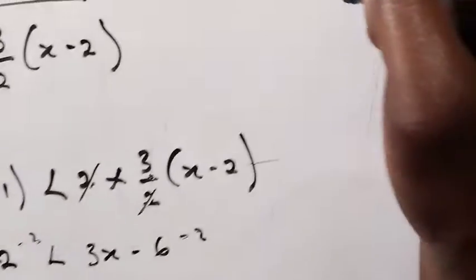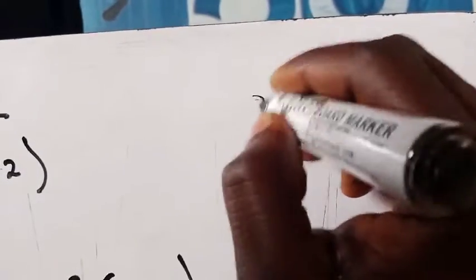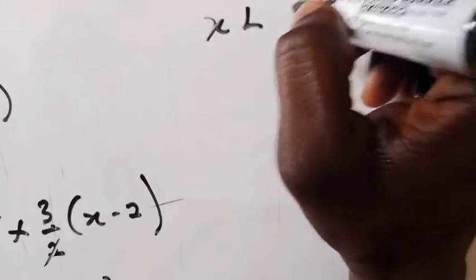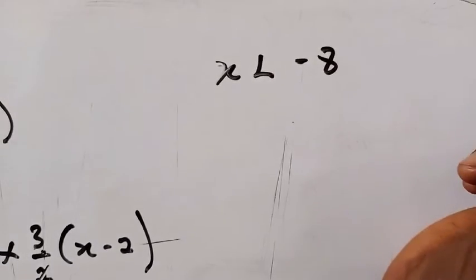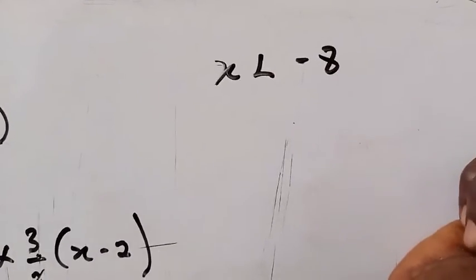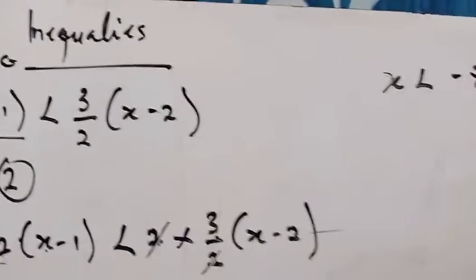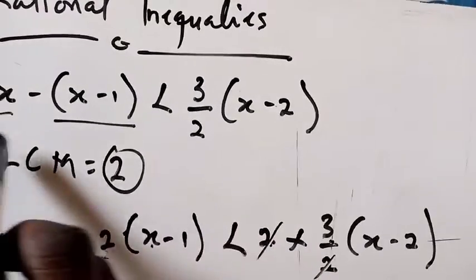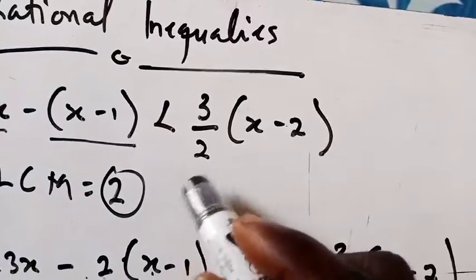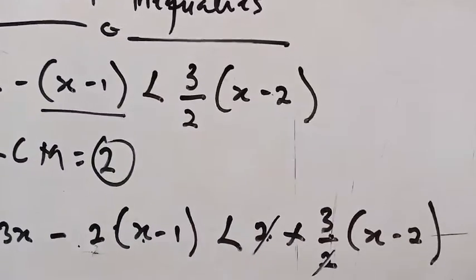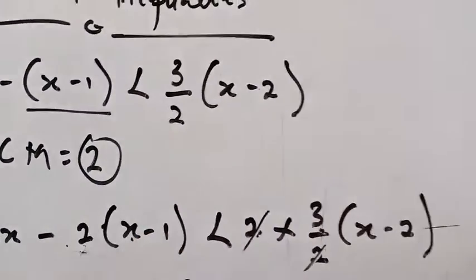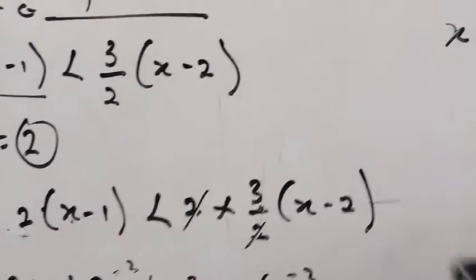So that will give us 1x. Of course, that's just x, right? So x less than negative 8. Right, so this is the answer that we are getting. This is how simple that is. So the key step here is that anytime you come across an inequality that involves a rational number, your first step is to determine the LCM, that's the least common multiple, and use that to multiply everything.